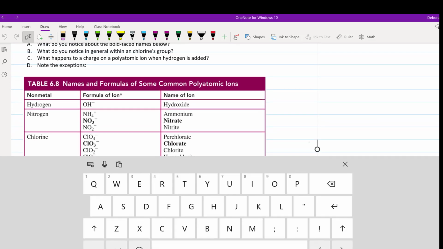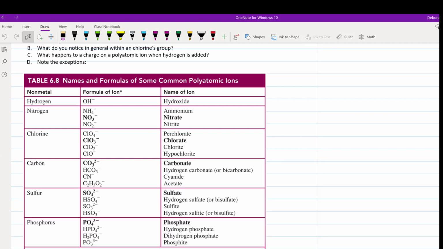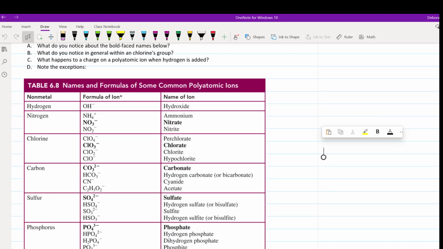I'd like for you to take a moment to look at this list and think about the questions I have here on the screen. What do you notice about the bold-faced names that are below? I'm going to highlight those. Be thinking about what's the same, or what do you notice about these particular polyatomic ions? I hope you said they all end in ATE. They all end in ATE.